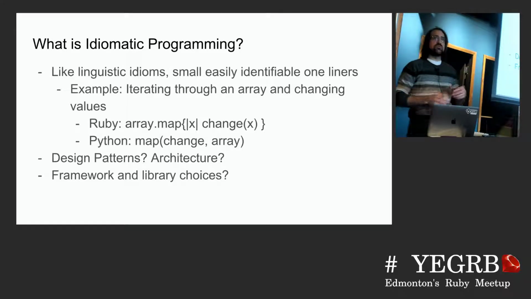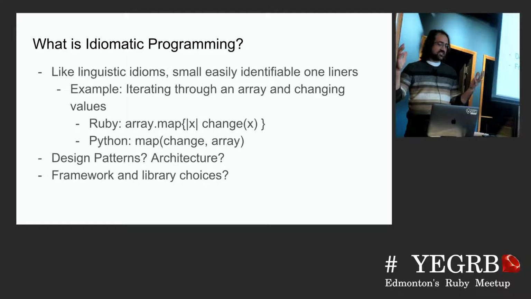Like linguistic idioms, we have the really small one-liners, and these are called programming idioms. So we have, for example, here's what looping over an array looks like, or mapping an array in Ruby versus Python. Each of those would be called an idiom. To get into the more broad stuff, and I think this is actually kind of contentious, there's a bit of debate in the community about what the term idiomatic means, whether we're just talking about these small little idioms, or if we're talking about conventions as a whole.